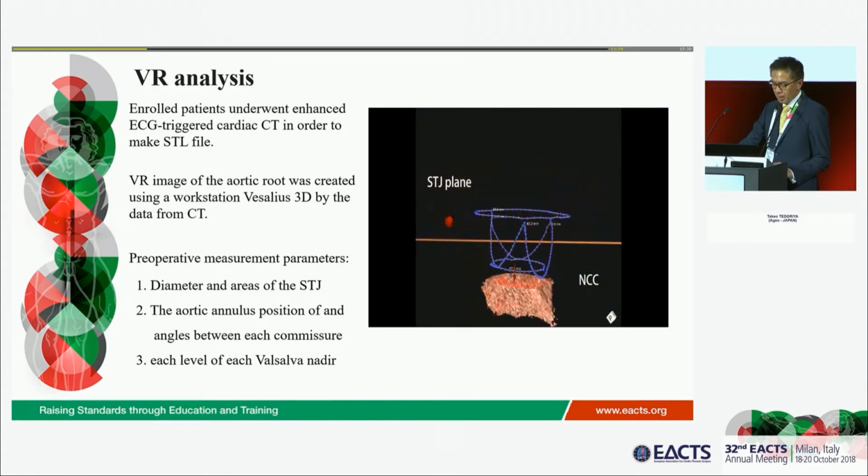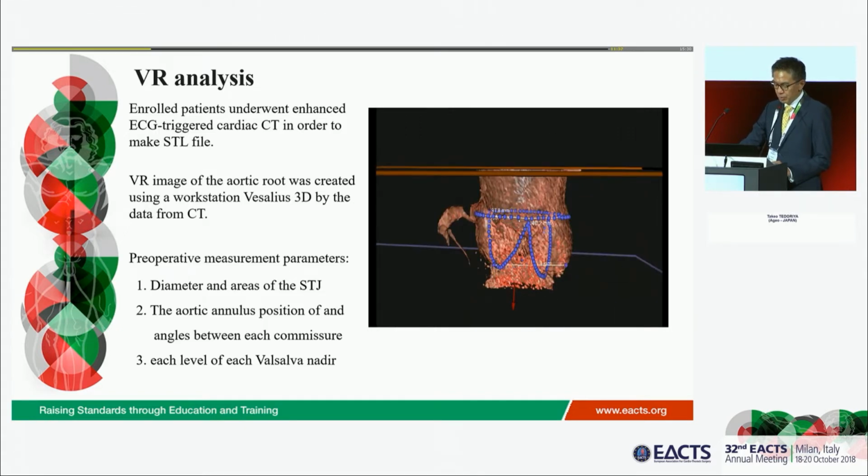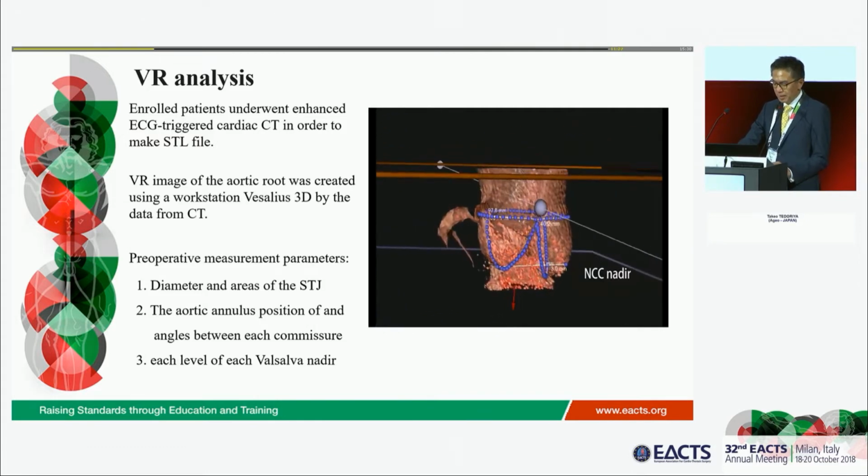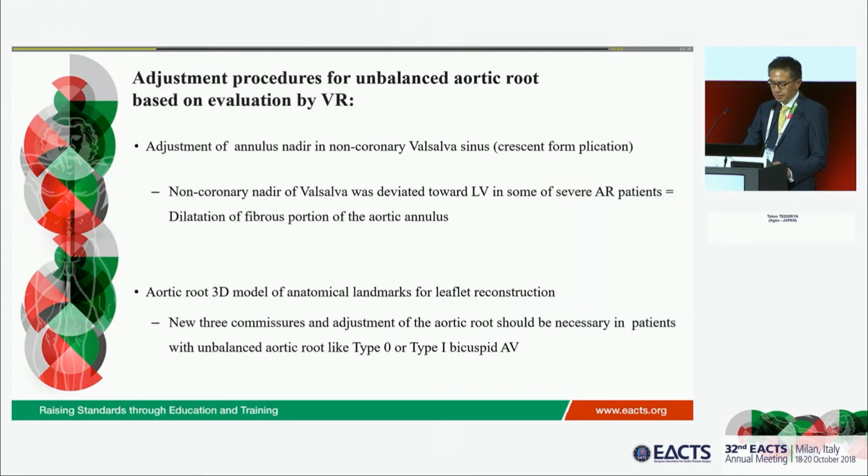Actually, the operator wears 3D glasses, and we measure the diameter and aortic annulus position, and also each level of the valvular nadir, like that. So with the VR image, we did some adjustment procedure for the annulus, especially the non-coronary nadir of Valsalva, which was deviated toward the LV in some severe AR patients. This portion is dilated. This portion is the so-called fibrous portion of the aortic annulus.